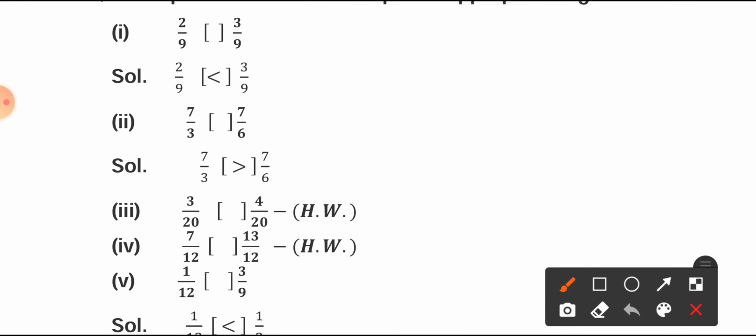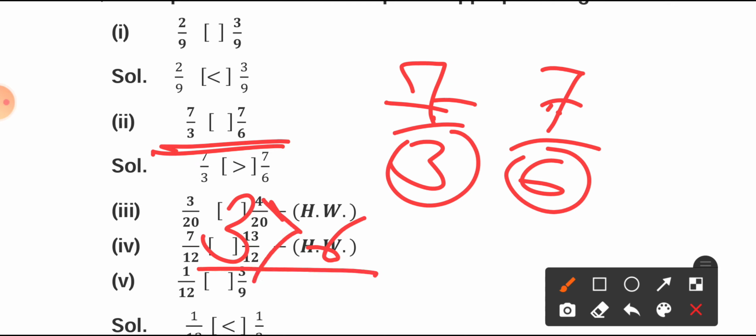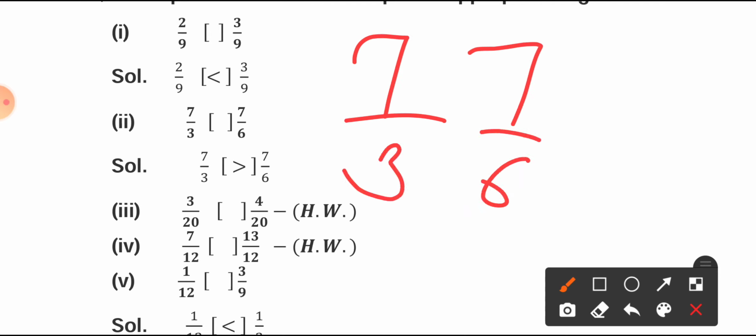Then the next one, 7 by 3 and 7 by 6. Here denominators are different, but numerators are equal. So what we have seen is that if denominators are different and numerators are equal, then you have to compare the denominators, and the number which is smaller in the denominator will be the greater fraction. So here 3 is smaller than 6 as it is written in the denominator, therefore 7 by 3 is greater than 7 by 6. If numerators are equal and denominators are different, then it will be opposite. It means here 7 by 3 will be greater than 7 by 6.